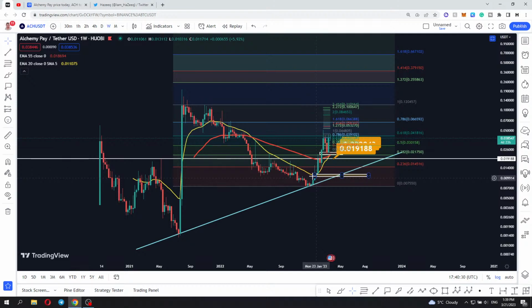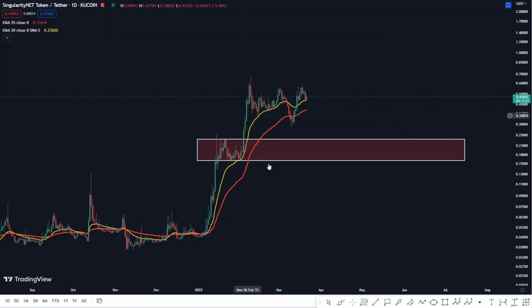Now, if we were to see a major pullback, just take a look at this trading range here, because this is where we were stagnating, and this is when we entered a little sideways movement before we eventually broke up. We haven't backtested this area as support yet, so that is what I'm waiting for. This is going to be a great entry for anyone looking to get into AGIX. And this is where I'm going to be entering as well.